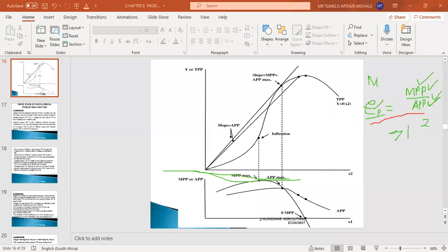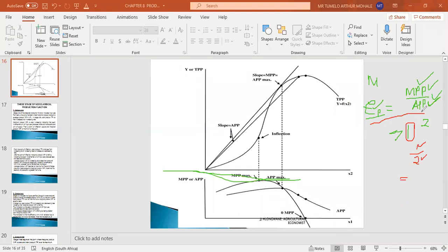So you can substitute any value here for MPP and APP, any value, to check the situation whereby you will get a value that is greater than 1. So if you have 1 over 2, meaning that your MPP is less than the APP, the answer will be 0.5. So 0.5 is not greater than 1. So if it's not greater than 1, it means that it is not stage 1 of neoclassical production.